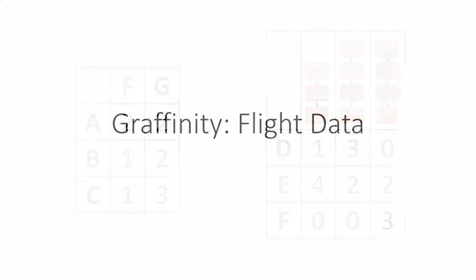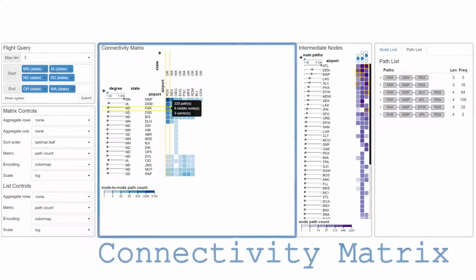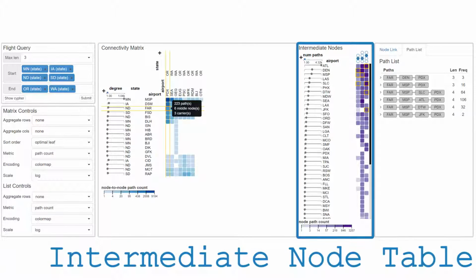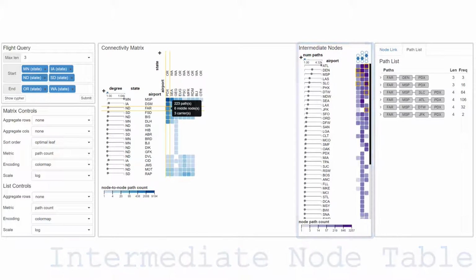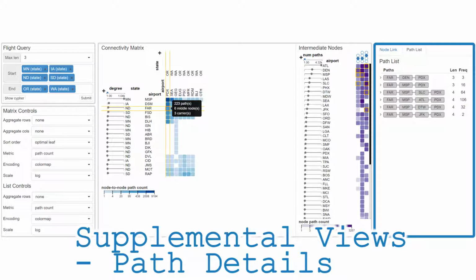used in those paths. We demonstrate these two techniques in a prototype system called Graffinity. We present this system using a network of flights in the United States. This dataset contains approximately 300 airports, the nodes, and 13,000 flights, which we treat as edges. The connectivity matrix and the intermediate node table are at the heart of the Graffinity system. In addition, Graffinity also provides an interface for visually defining path queries and supplemental views showing details of selected paths.